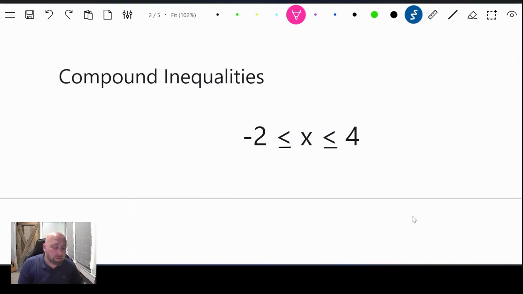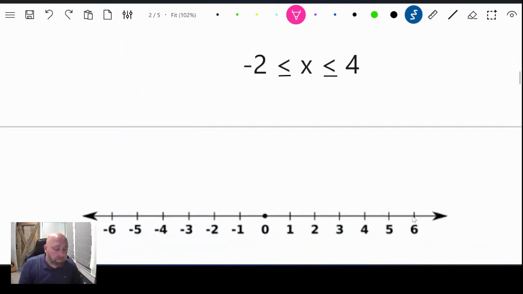So let's come down here and actually graph this compound inequality. -2, that's where I would start right there. I would say -2, this is what's called what?